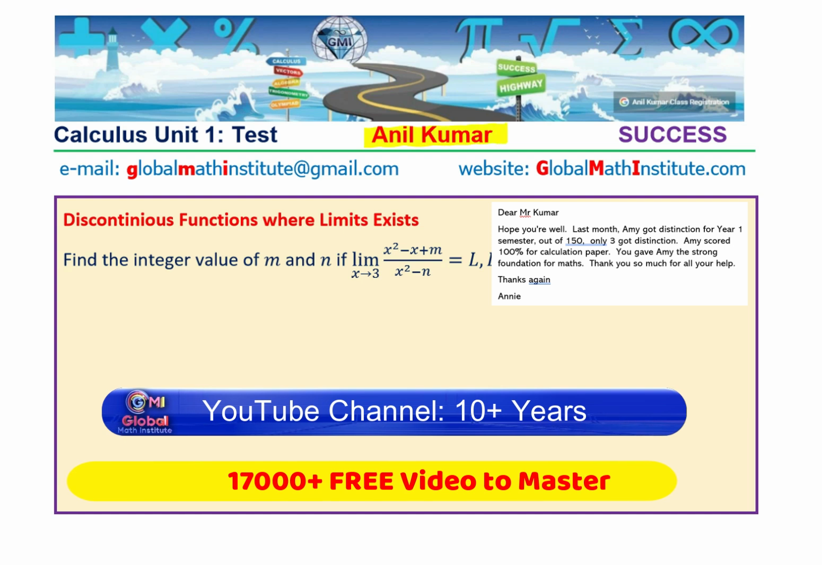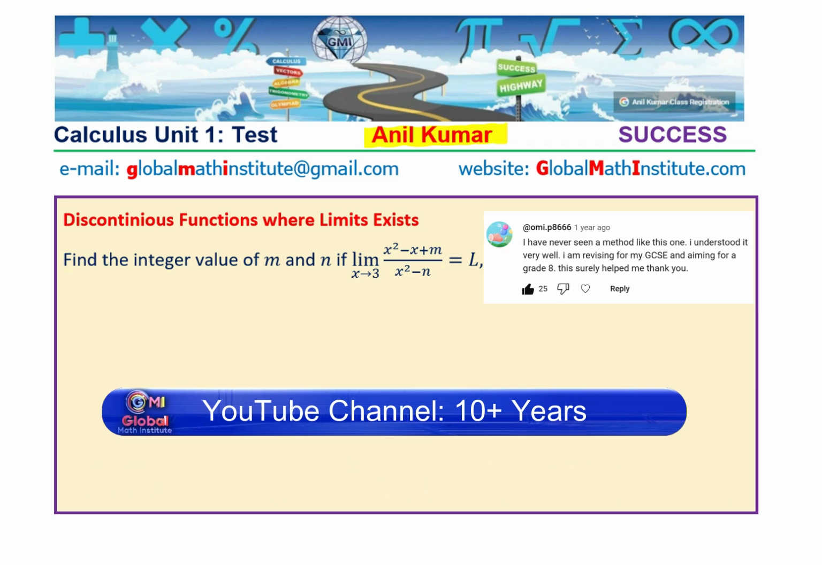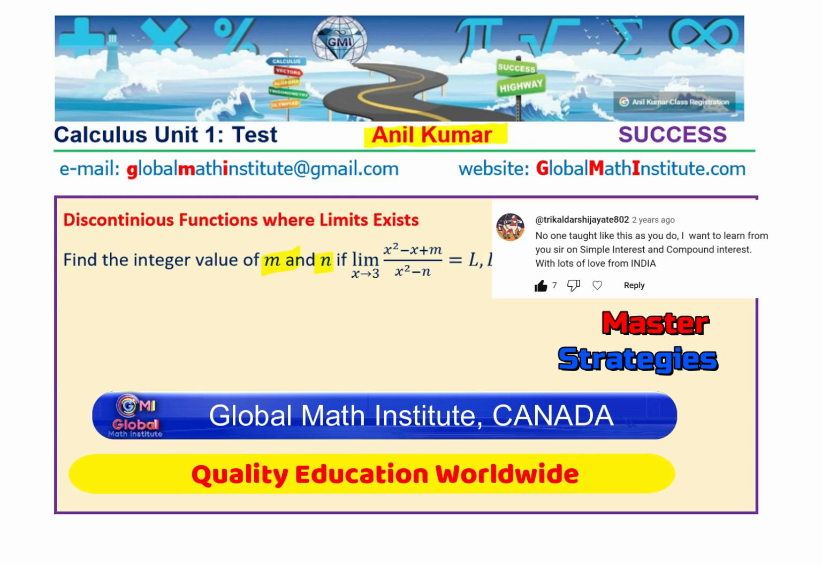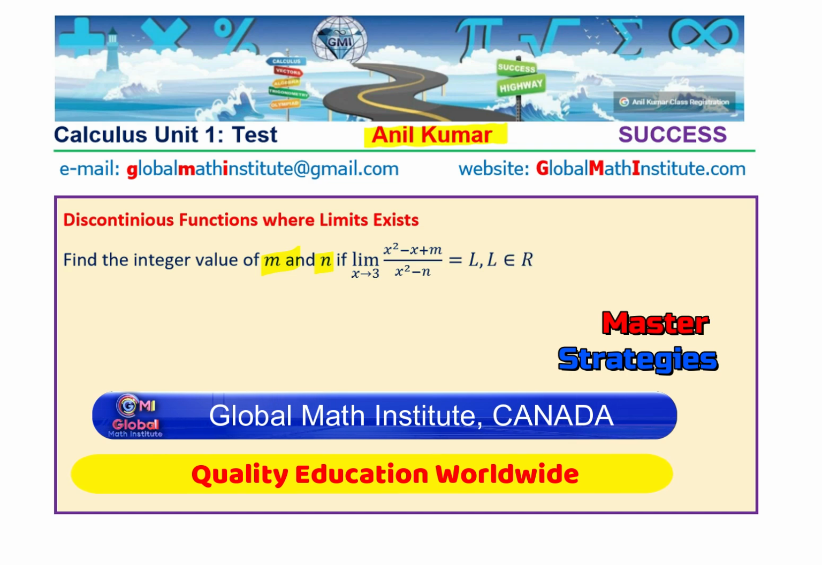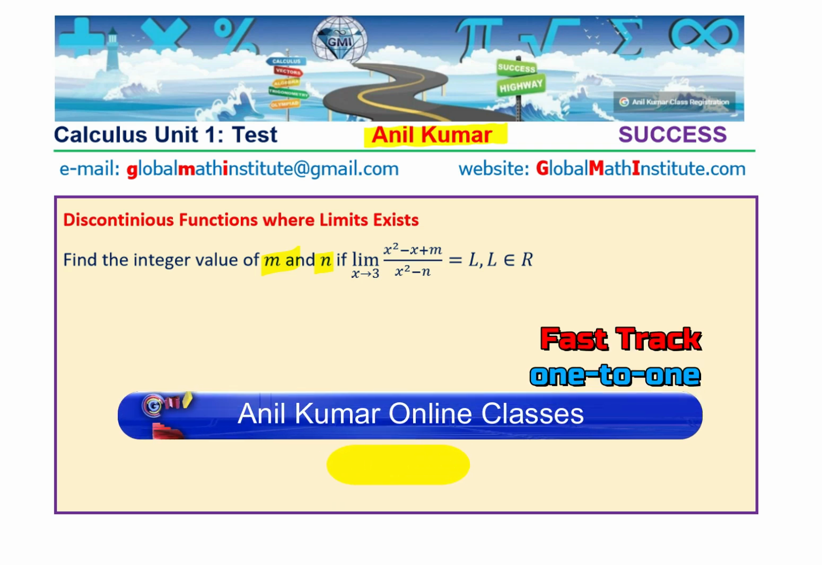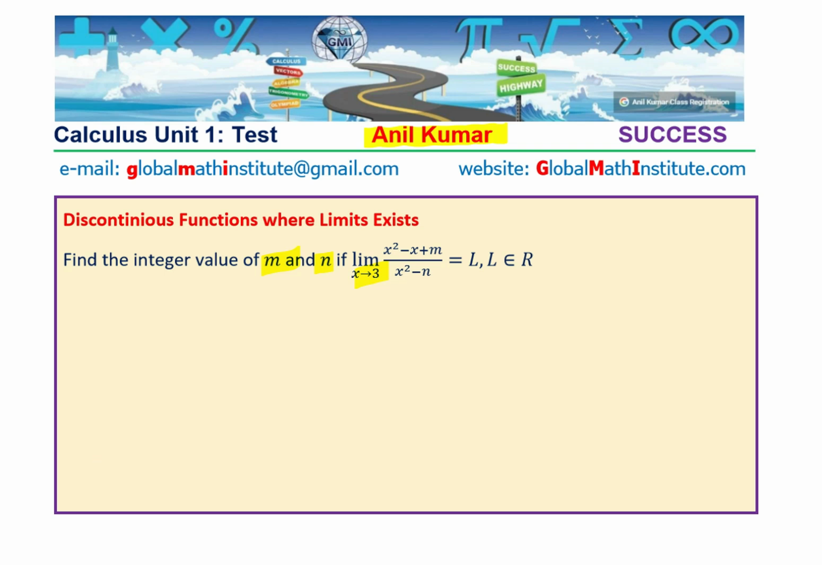I am Anil Kumar, sharing with you a test question in which some students could not get it correct. The question here is: find the integer values of m and n if the limit of (x square minus x plus m) over (x square minus n) equals L as x approaches 3. Now, students did solve this question, but partially. In this video, we'll try to understand it in further details and get all the answers. Let's look into the solution now.